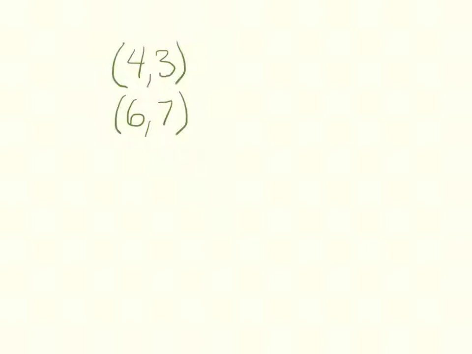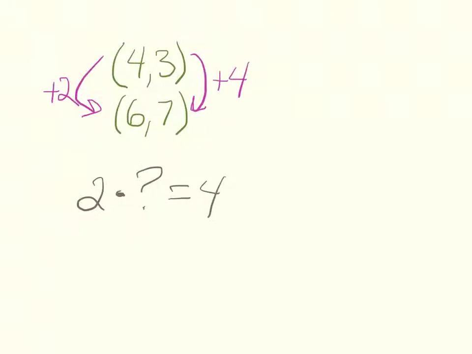And now what we're going to do is just see what the difference is between them. Right? And then what we think is, if I want to get 2 to 4, what do I have to multiply by? So I'm thinking 2 times what equals 4? Okay, so 2 times what equals 4? Pretty straightforward, so the answer is 2.